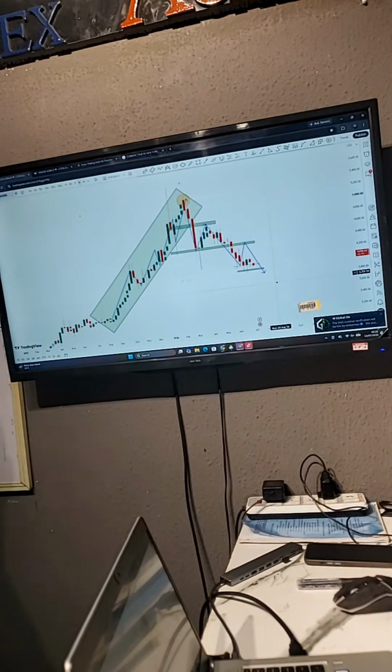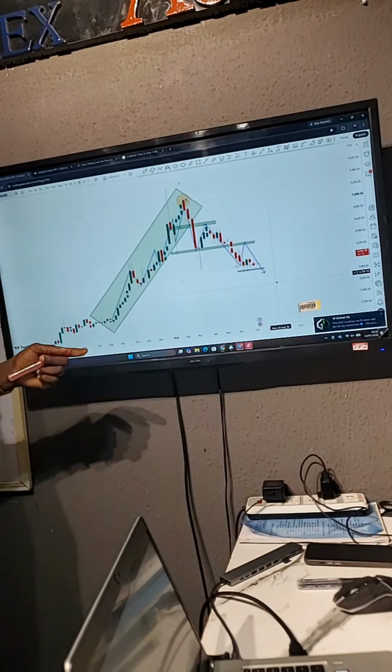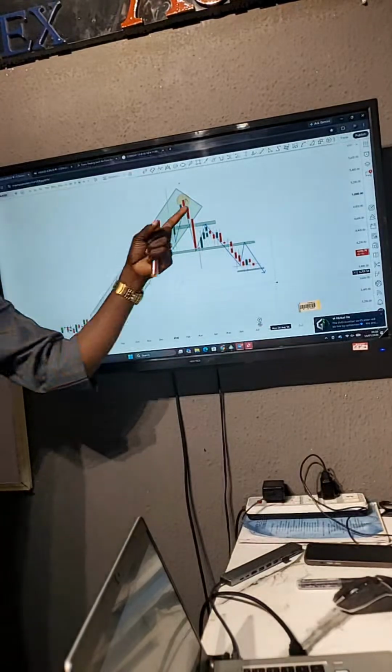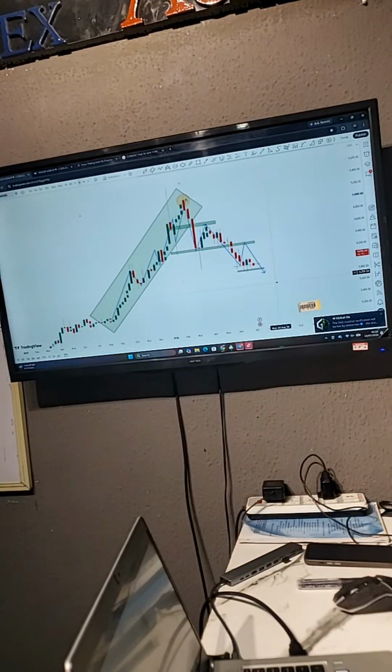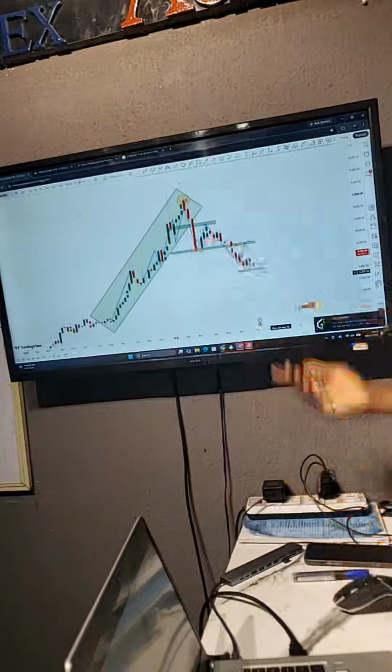So that brings us down to market structure, the language of the market. How to know the information is by market structure. As a price action trader, you are supposed to understand the information of those prices. So, as a price action trader, you don't even need all these indicators. You don't see that on my channel.